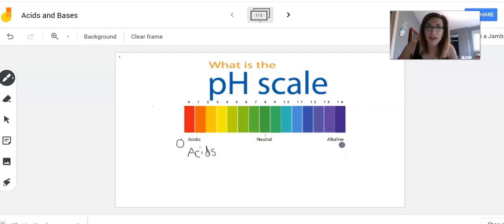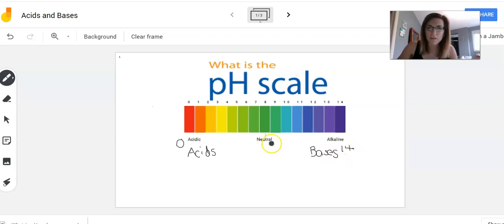And then on the other end of the scale, we have 14. Sometimes we call these alkalines, but we can also call them bases, okay? And bases we usually associate with blues and purples, okay? So they're also quite strong or quite dark in color at this side of the scale.